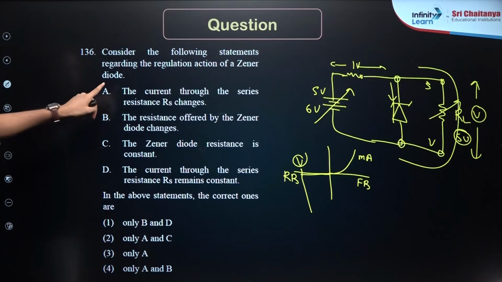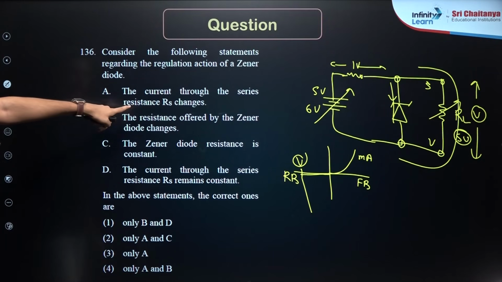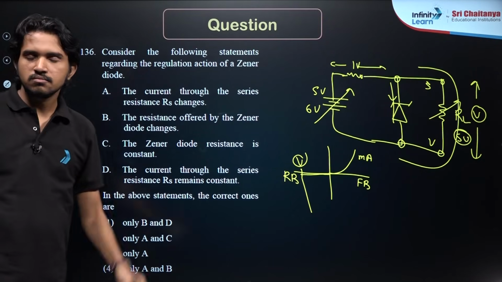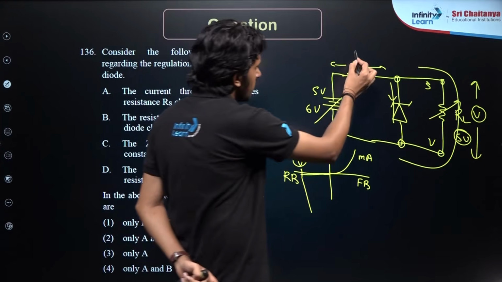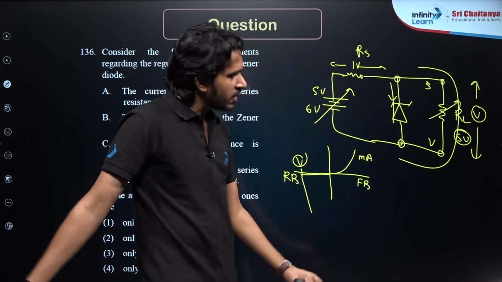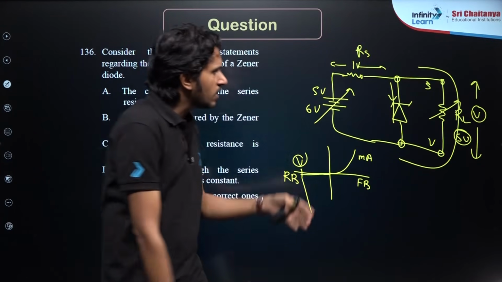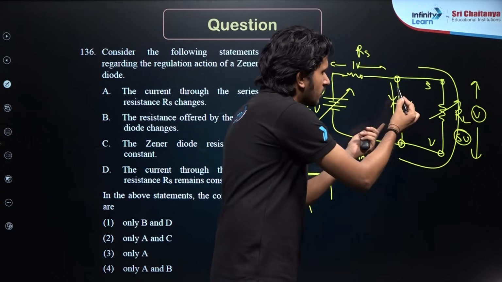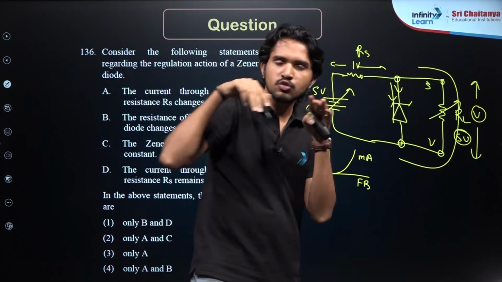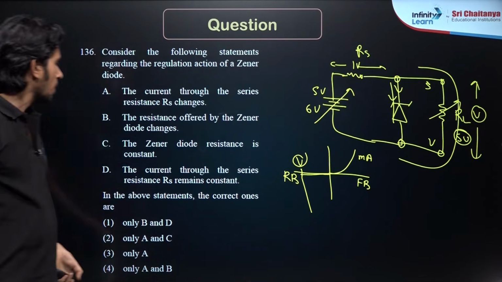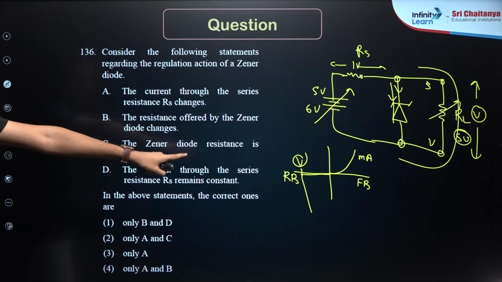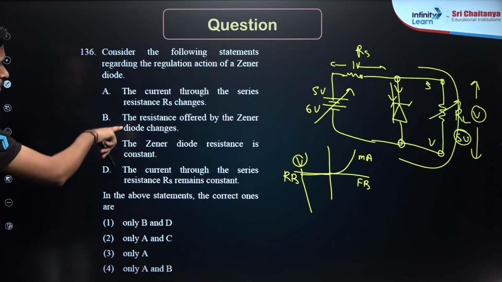Okay, now the current through the series resistance RS changes. Yes or no? If we call it RS, will that current change? Yeah, absolutely that will change. Otherwise it will fuse, and additional current is passing through the diode. Okay, the Zener diode resistance is constant. That's C.